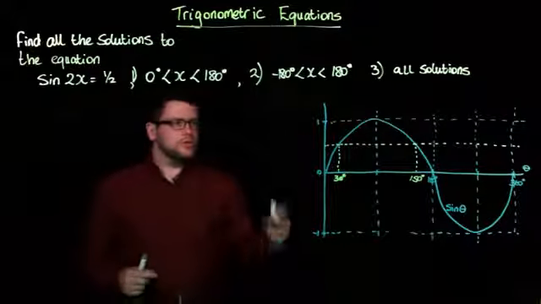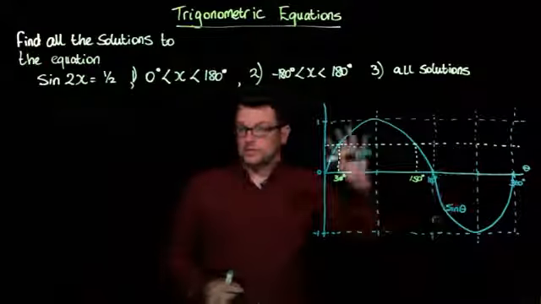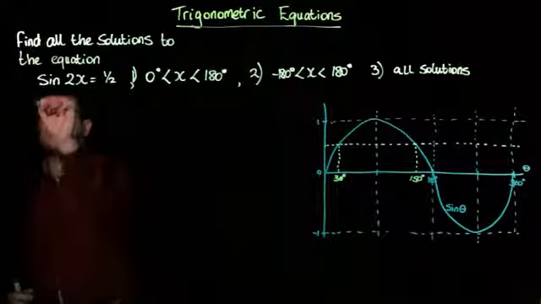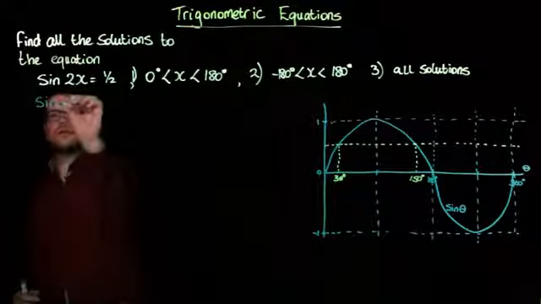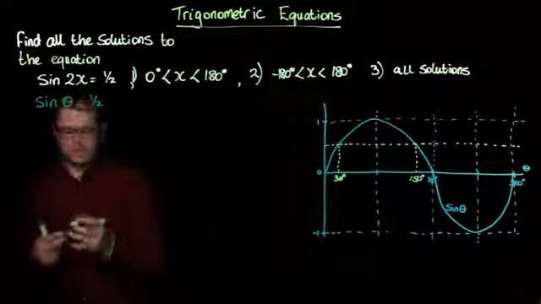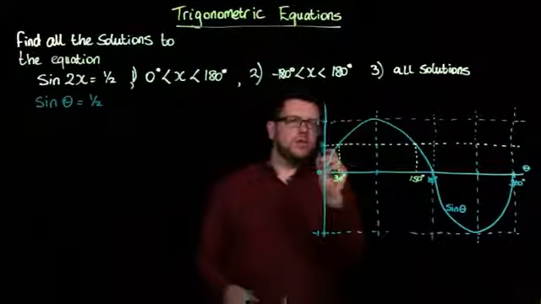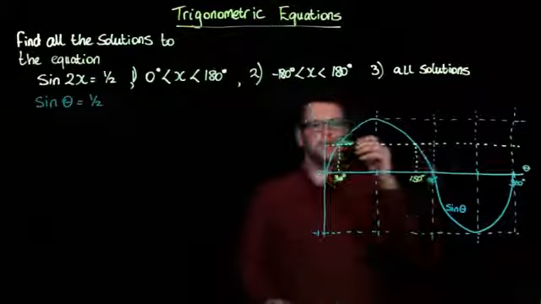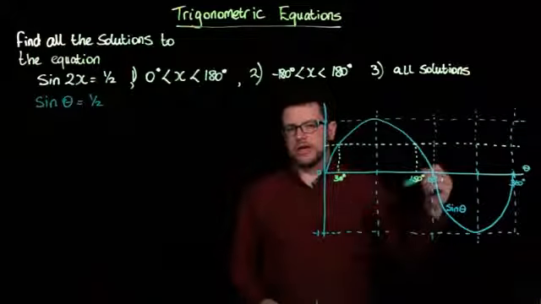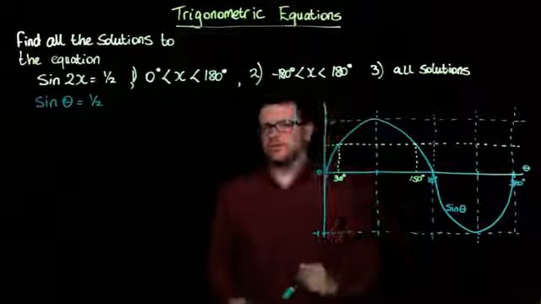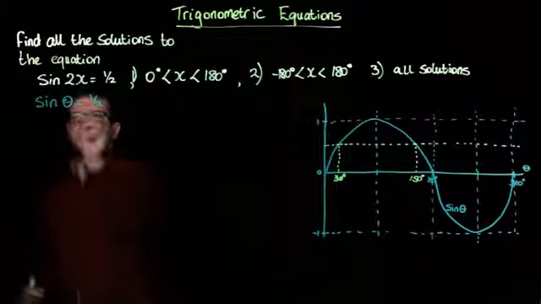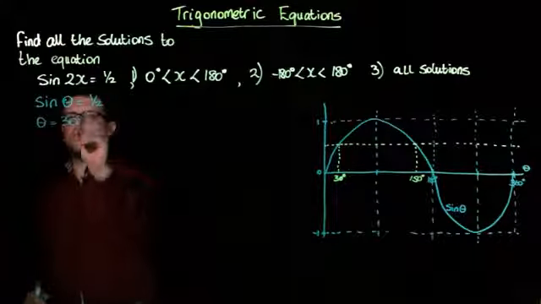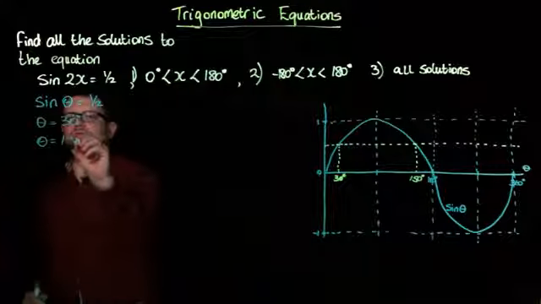So the first thing I'm going to do, I've got a graph here of sine theta, so I'm going to use that. In order to use that, I'm going to change this sine 2x equals a half to sine theta is equal to a half. As you can see in green, I've already highlighted where the half is on my graph, so it's just there, and we just bring a line across, and if I drop down where it meets my graph, we're at 30 degrees and 150 degrees. So I can say straight away sine theta is equal to a half when theta is equal to 30 degrees or when theta is equal to 150 degrees.